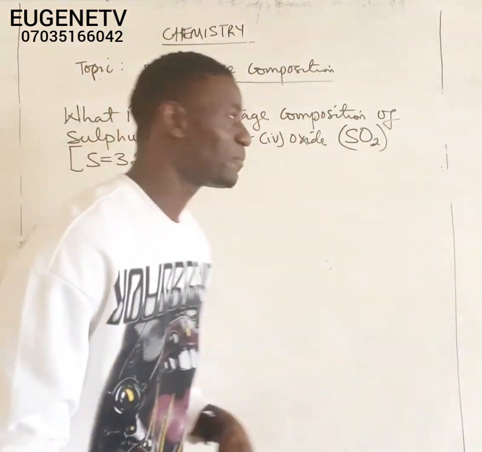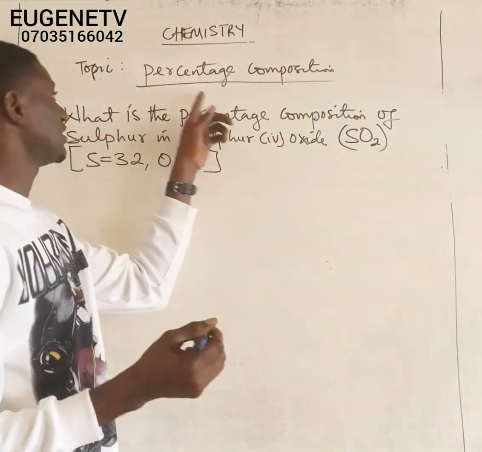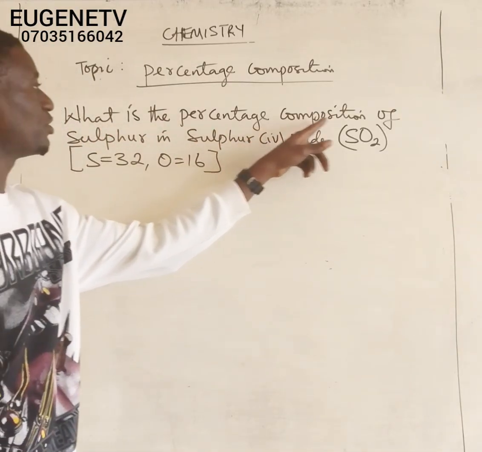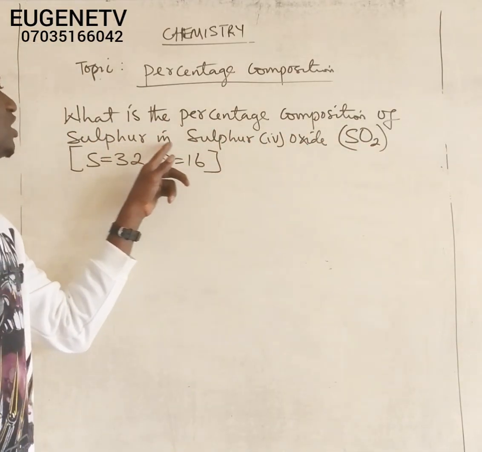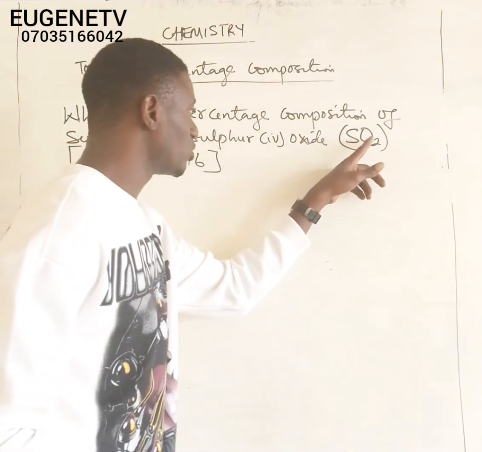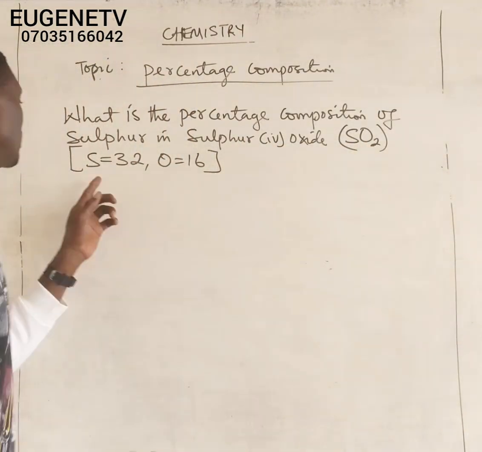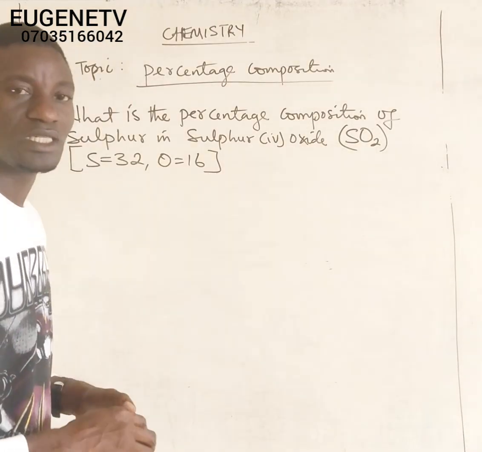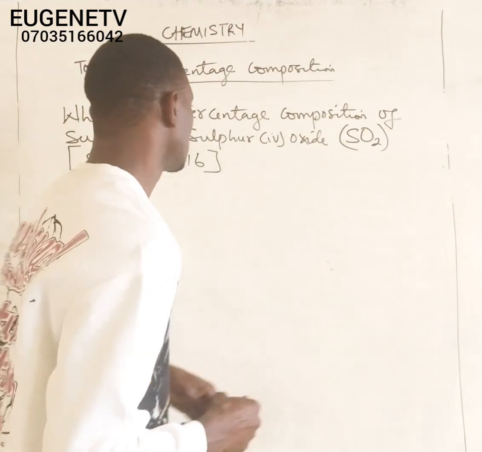Let's take a look at this question. This question is simply based on percentage composition. The question reads: what is the percentage composition of sulfur in sulfur(IV) oxide? The formula for sulfur(IV) oxide is SO2. The atomic mass of sulfur is 32 and that of oxygen is 16.